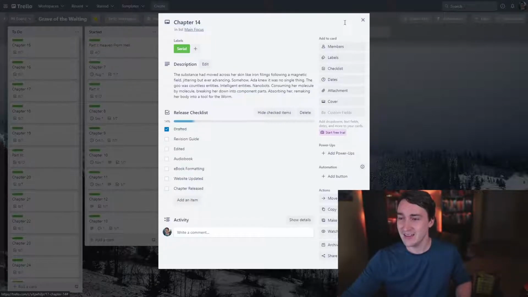Man, let me tell you, this section of the book, whew, it is crazy. So I'm going to be mean here, and I'm going to give you this excerpt. The substance had moved across her skin like iron filings following a magnetic field, jittering but ever advancing. Somehow, Ada knew it was no single thing. The goo was countless entities, intelligent entities, nanobots, consuming her molecule by molecule, breaking her down into component parts, absorbing her, remaking her body into a tool for the worm.